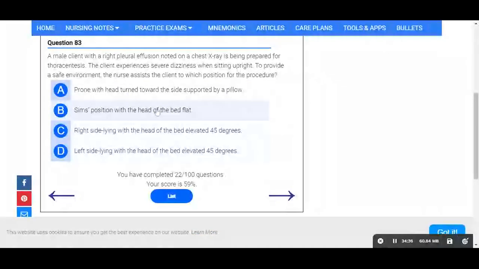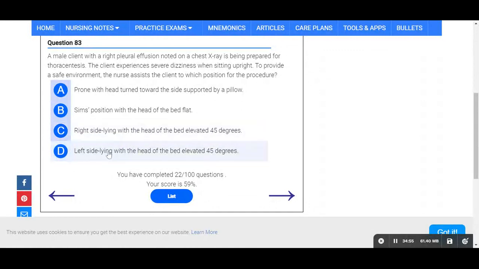So let's try. Okay, the right side lying with head elevated and left side. These two are quite similar. The only difference is the direction. So we're not going to select these two, C and D.